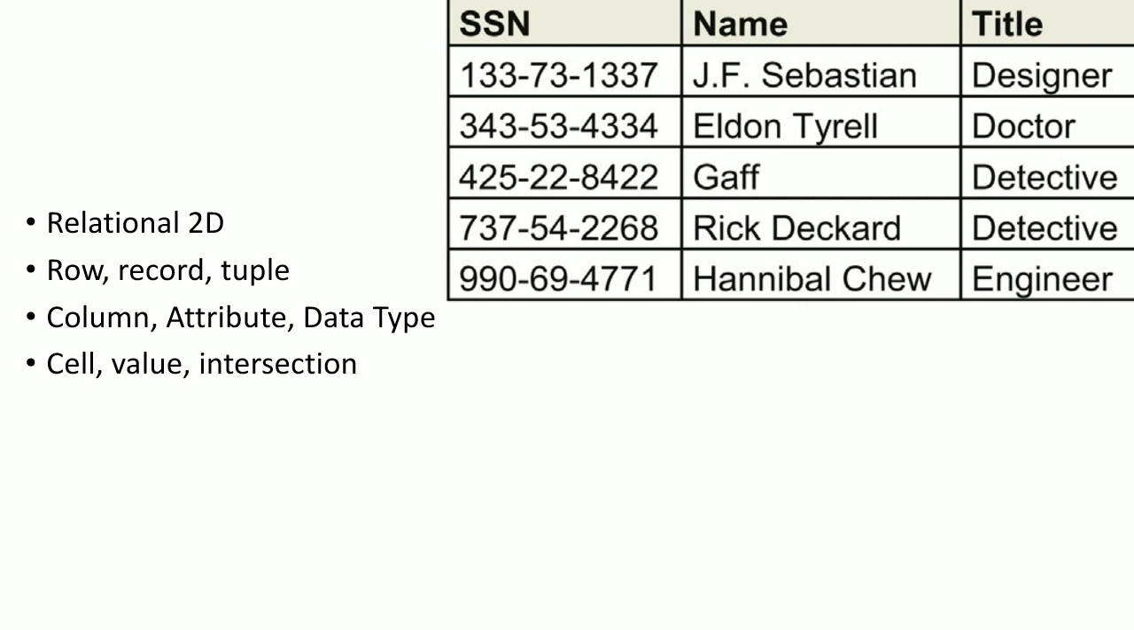So a cell is basically a value, and it is an intersection of a row and a column. For example, in this case, if you see the column or the attribute of name, you can find Jeff, which is a cell or a value, and it is the intersection of a tuple and a column.